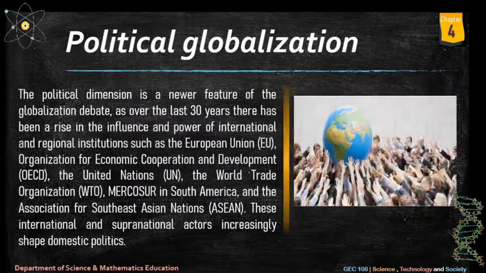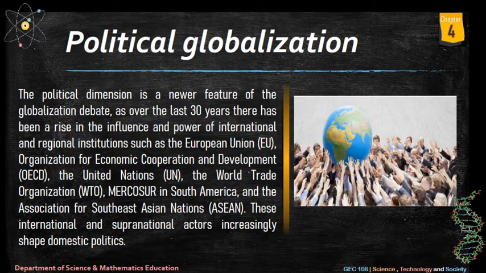Political globalization. The political dimension is a newer feature of the globalization debate, as over the last 30 years there has been a rise in the influence and power of international and regional institutions such as the European Union (EU), Organization for Economic Cooperation and Development (OECD), the United Nations (UN), the World Trade Organization (WTO), Mercosur in South America, and the Association for Southeast Asian Nations (ASEAN). These international and supranational actors increasingly shape domestic politics.